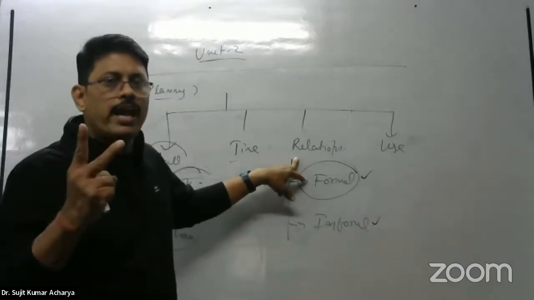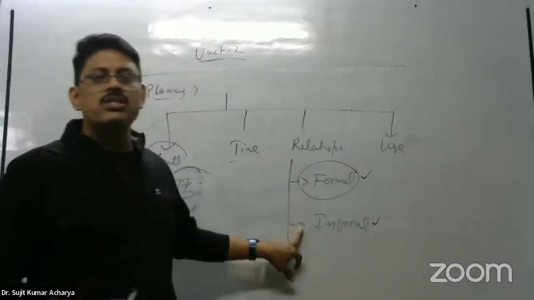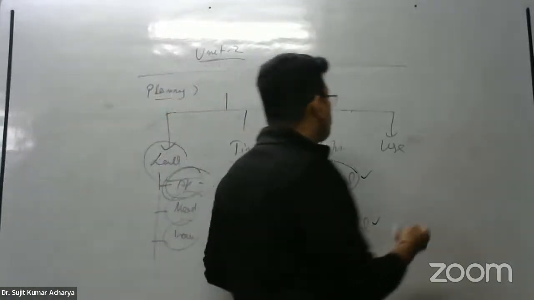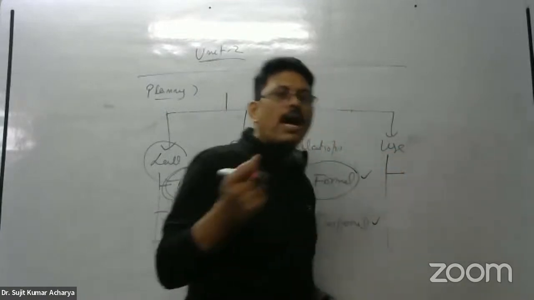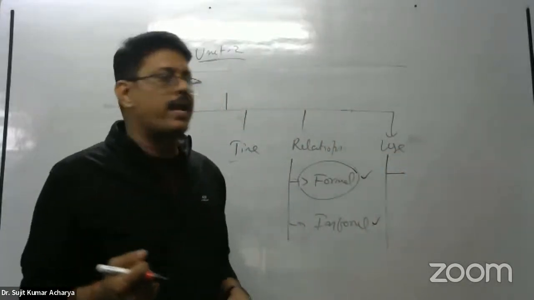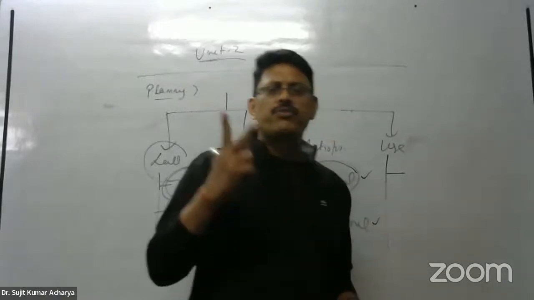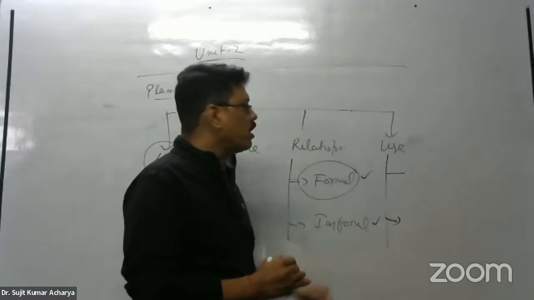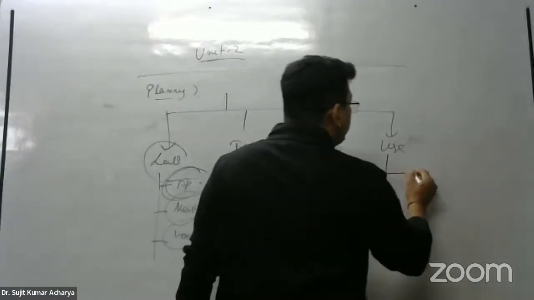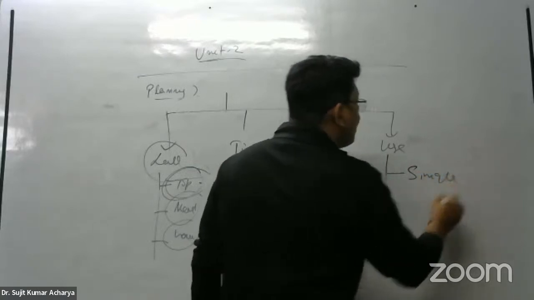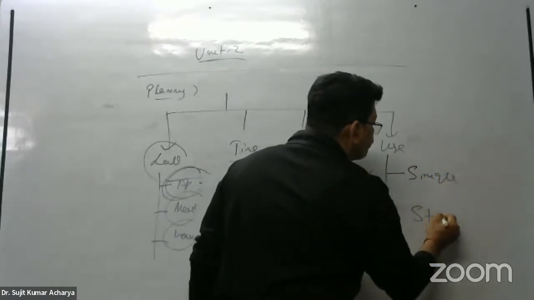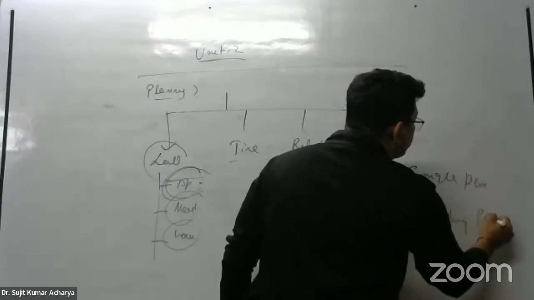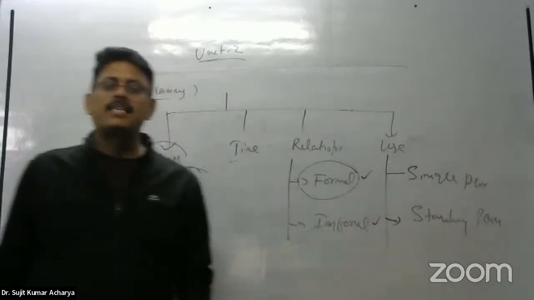The planning is of two types. One is your formal plan, another one is your informal plan. Then the most important is planning as per use. Considering the use point of view, planning is of two types: single use plan and standing plan.